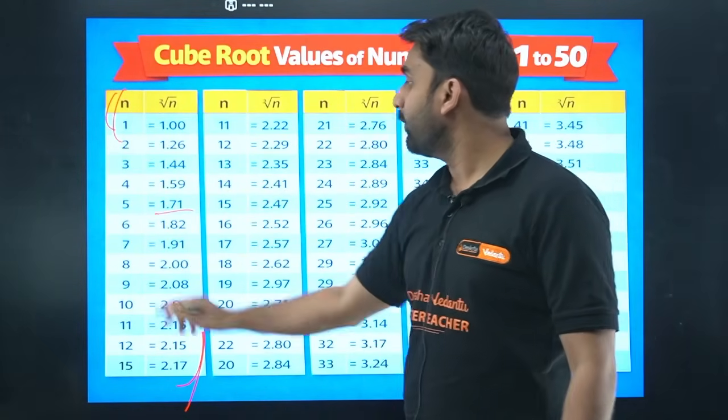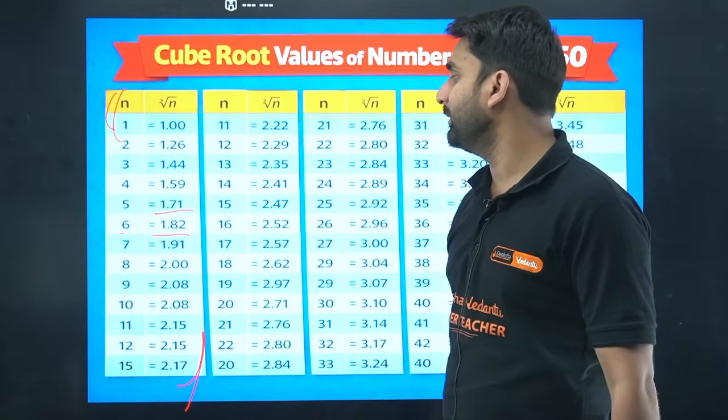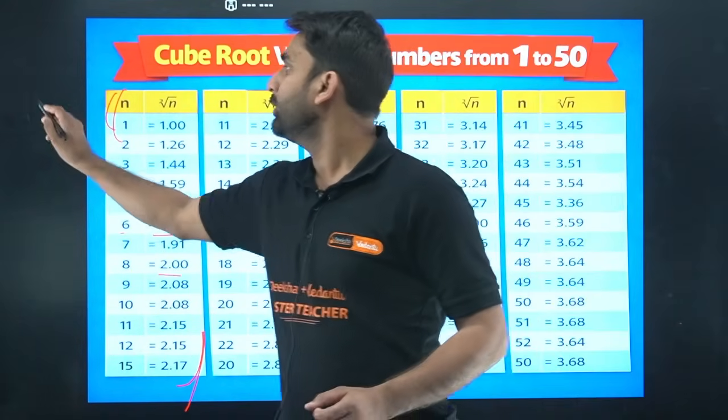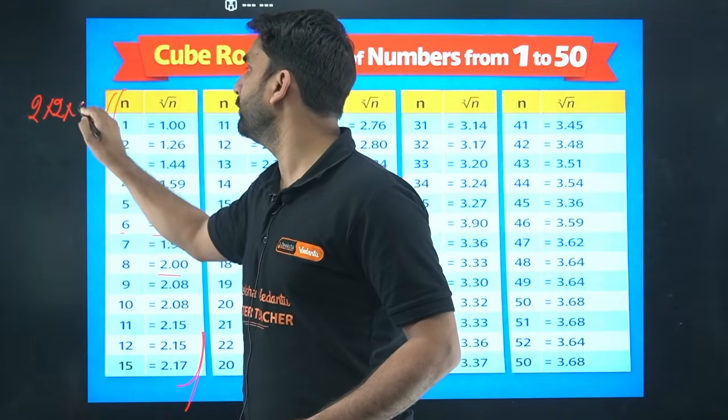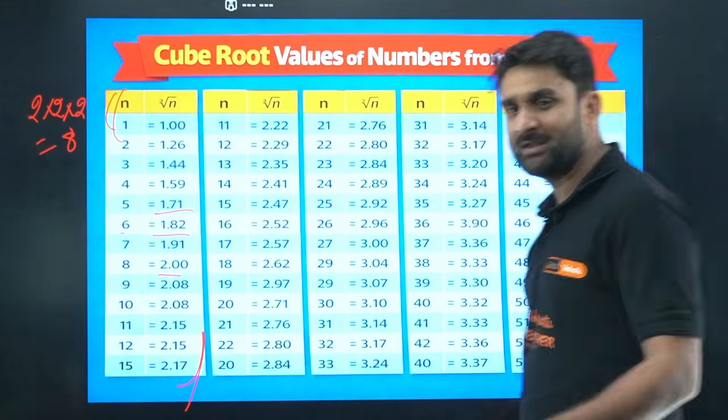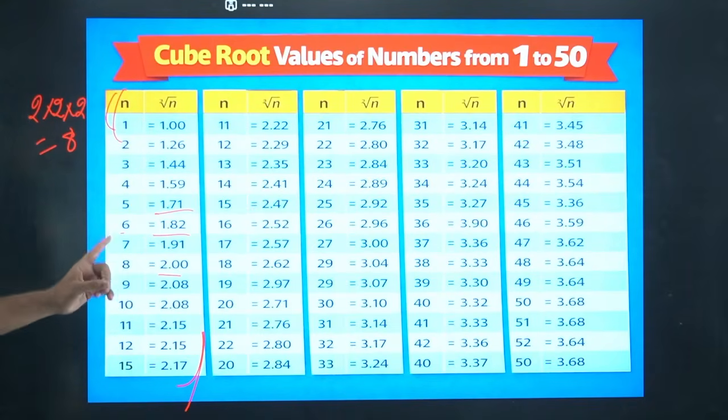What is the cube root of 3? 1.44 will be the answer. What is the cube root of 6? 1.82 will be the answer. What is the cube root of 8? 2 is the answer. 2 into 2 into 2, you all know the result is 8. So these are the cube root values. Come on, if you want to take a screenshot, you can take a screenshot of these values.